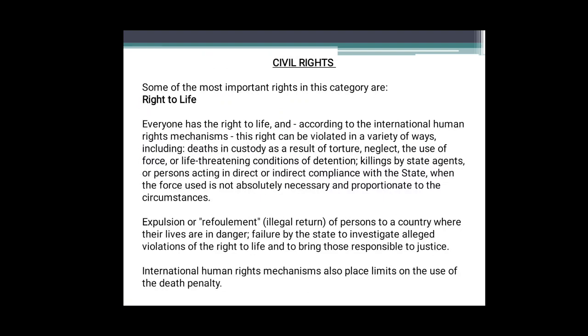Expulsions or refoulement of persons to a country where their lives are in danger, failure by the state to investigate alleged violations of the right to life and to bring those responsible to justice. So international human rights mechanisms also place limits on the use of the death penalty.